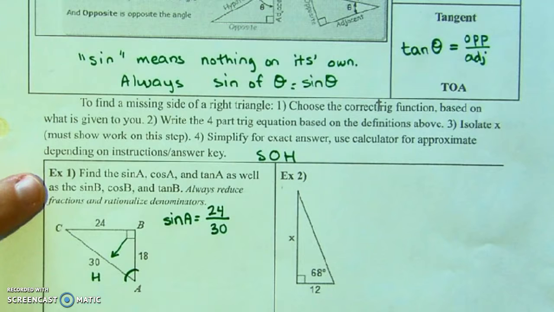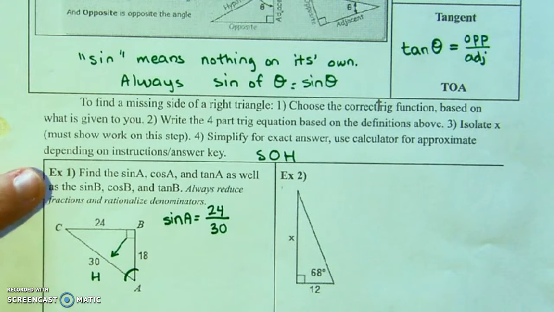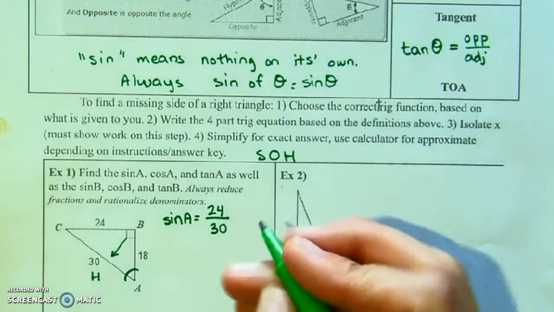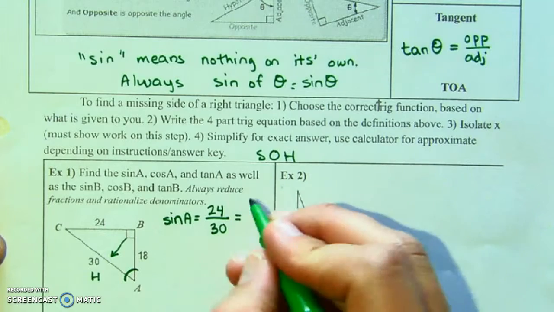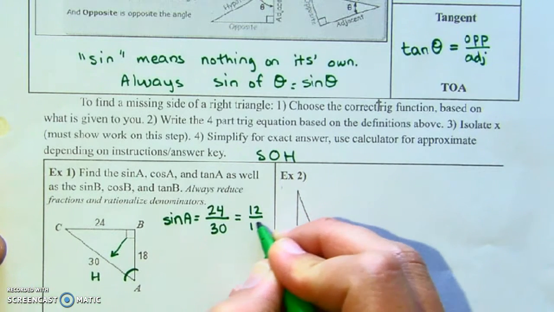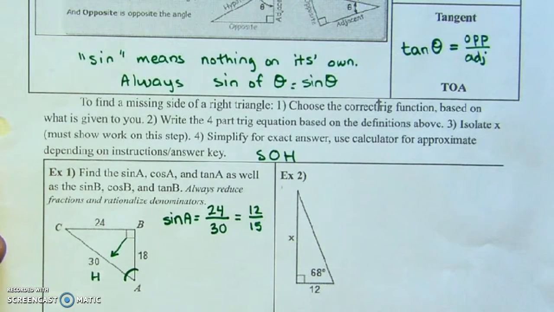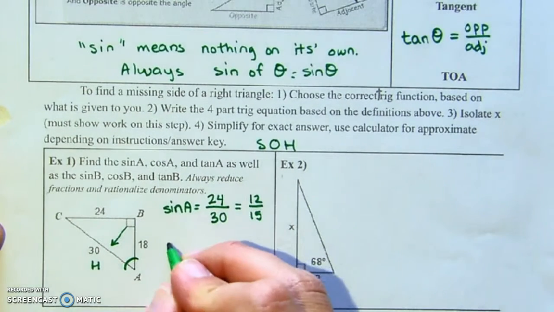Find the sine of A, cosine of A, and tangent of A, as well as the sine of B, cosine of B, and tangent of B. Always reduce fractions and rationalize the denominator. Can this be reduced? Division by 2 would be 12 over 15. Yeah? Okay. Let's do cosine now.